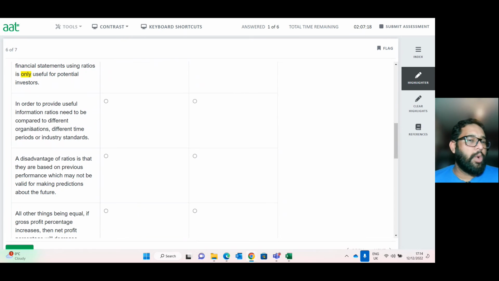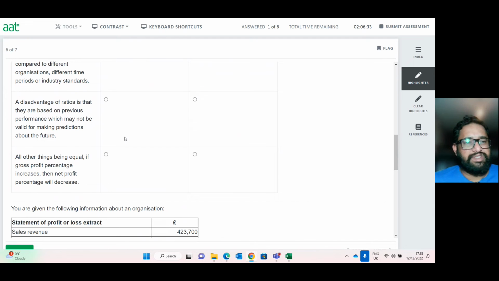Now let's look at the next one. In order to provide useful information, ratios need to be compared with different organizations, different times, or industry standards. That's completely understandable, because you can't just keep the ratio and do nothing with it. You have to find a way to see whether it can be comparable to something else, possibly the same type of organizations outside, a different time period within your own organization, or a certain standard set by the industry. Yeah, that's fine. It is absolutely good to use the ratio in those kinds of scenarios.